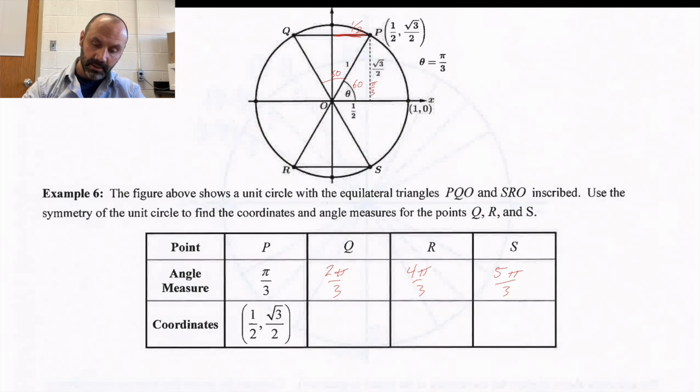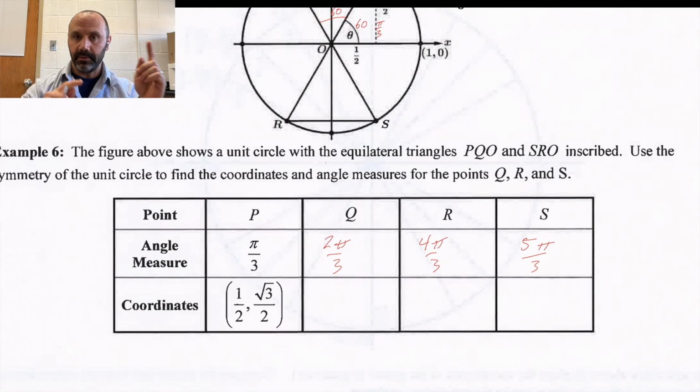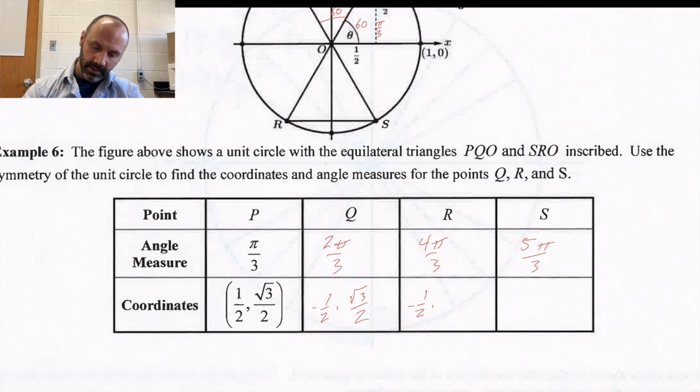So again, it's the same set of coordinates, just manipulate the negative and the positive to get into the right quadrant. So it'd be negative 1 half for Q. It's in the second quadrant, so negative x, positive y, root 3 over 2. And then negative 1 half and negative root 3 over 2. I'm in the third quadrant, so both are negative. Now, point S, fourth quadrant, so I've got positive x and negative y.